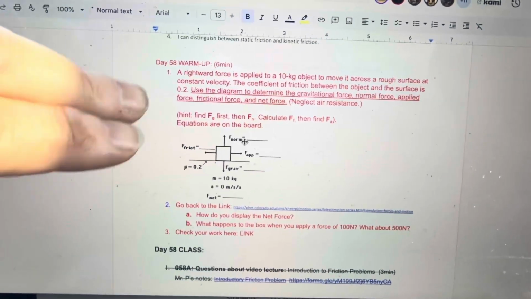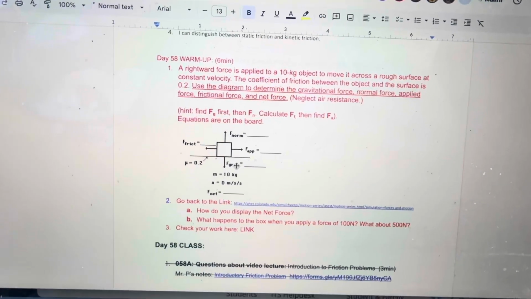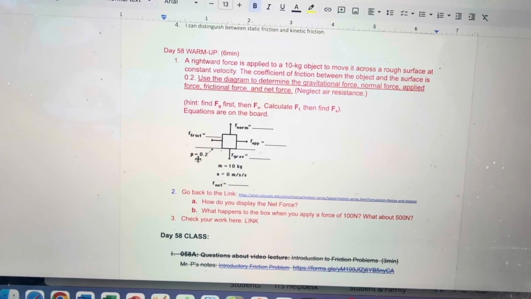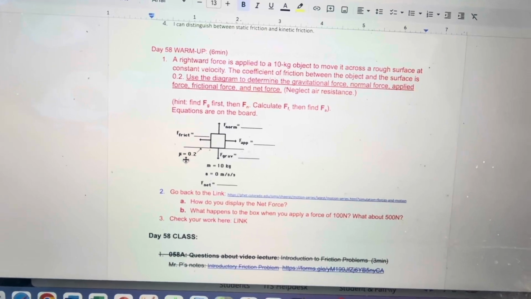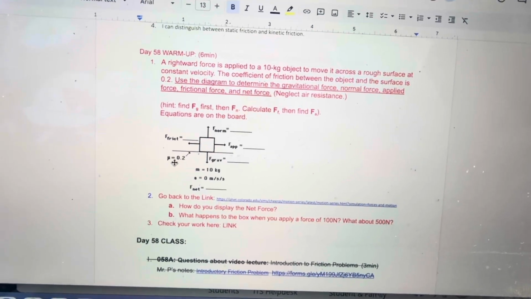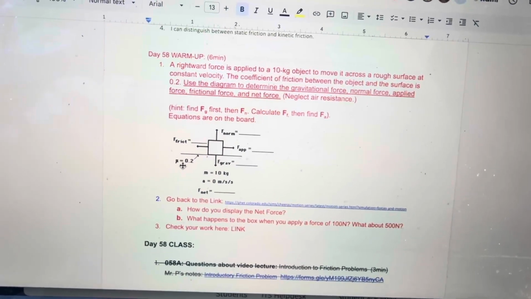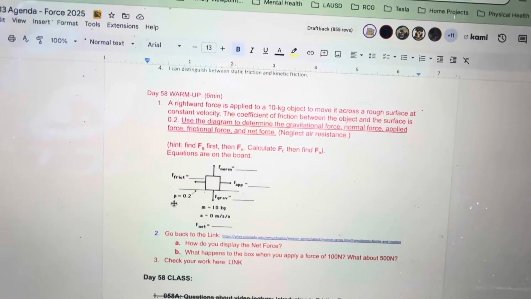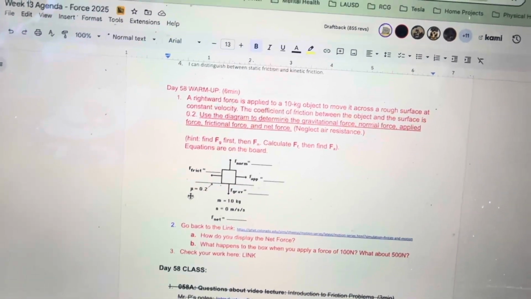So for our warm-up, we know some information about this object. We know its mass and acceleration, which means we can find some stuff. We also now have a coefficient of friction, which is a new thing. This tells us how grippy or slippy the surface is. This is a pretty low one. This is going to be pretty slippy. This will be like yesterday with your sleeve on the table.